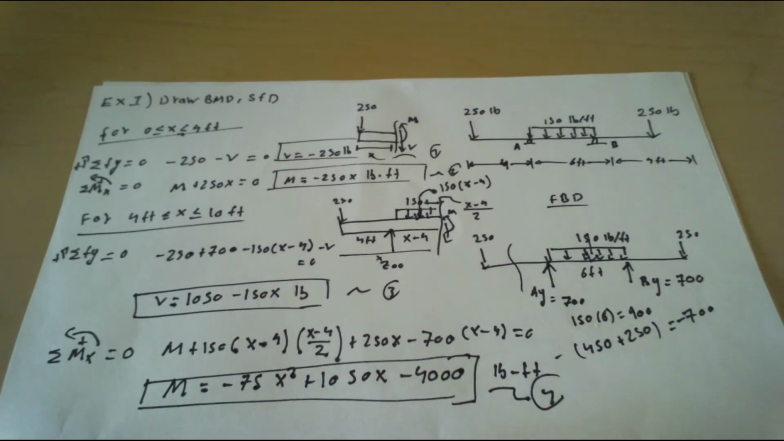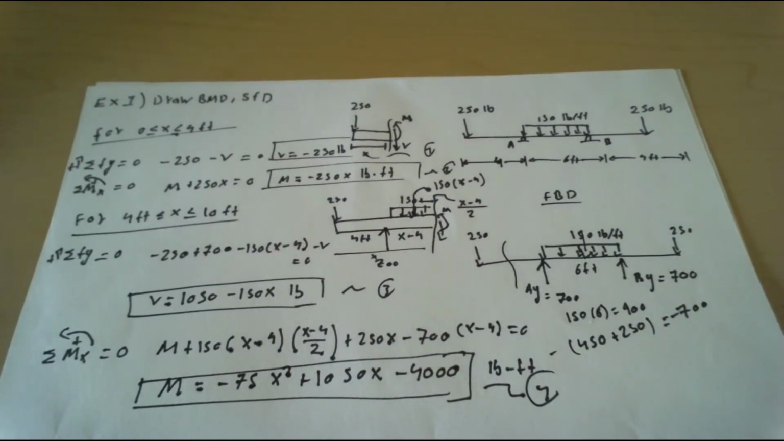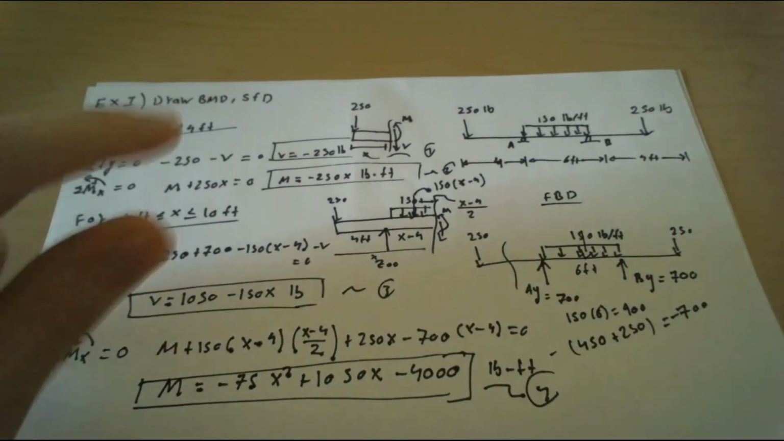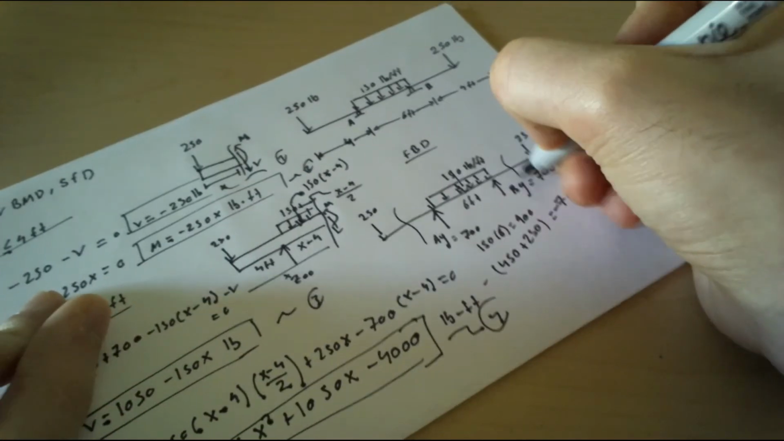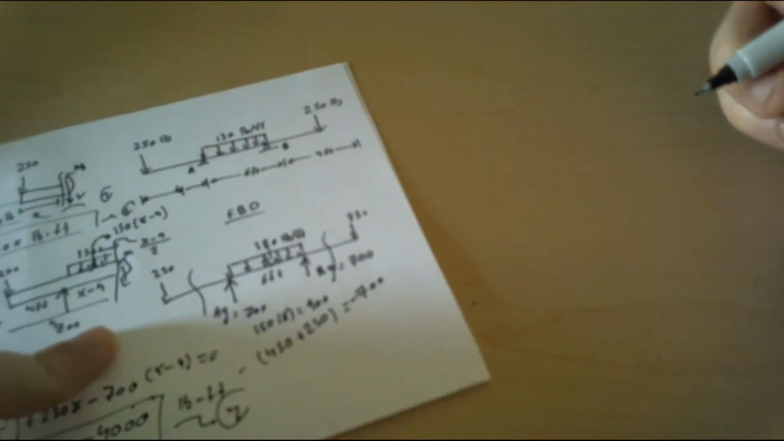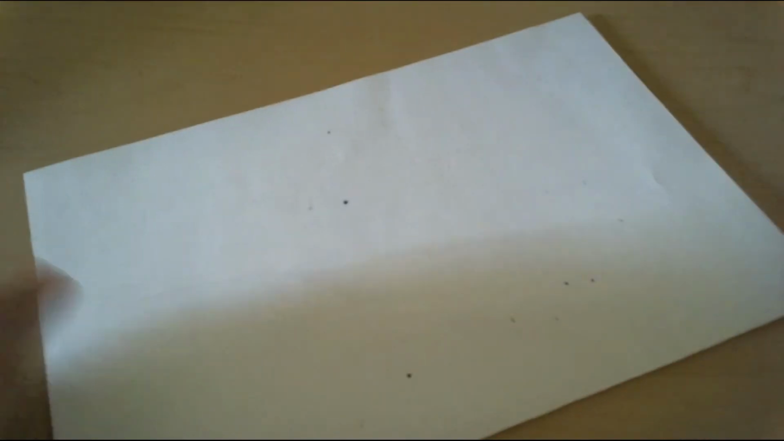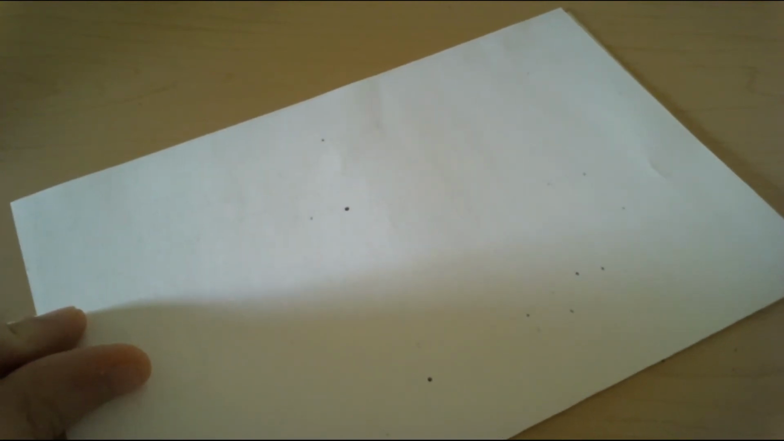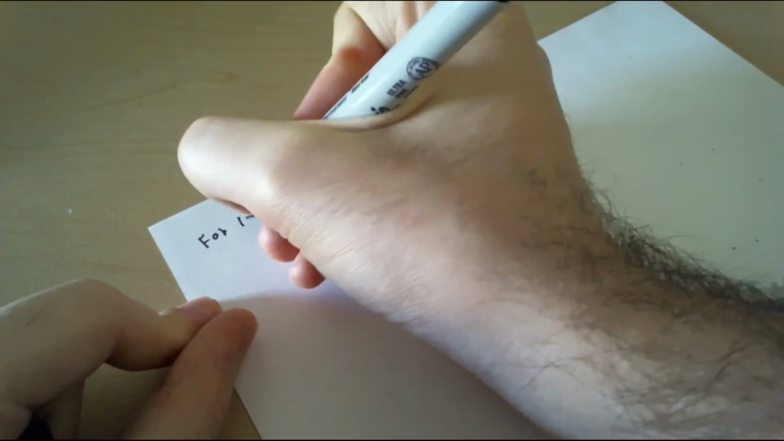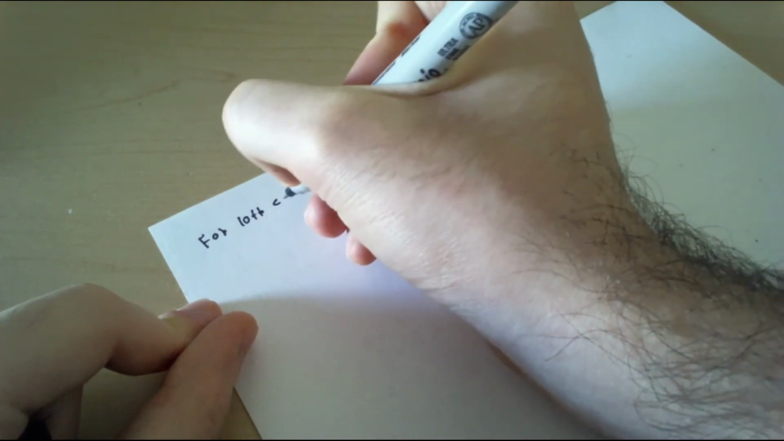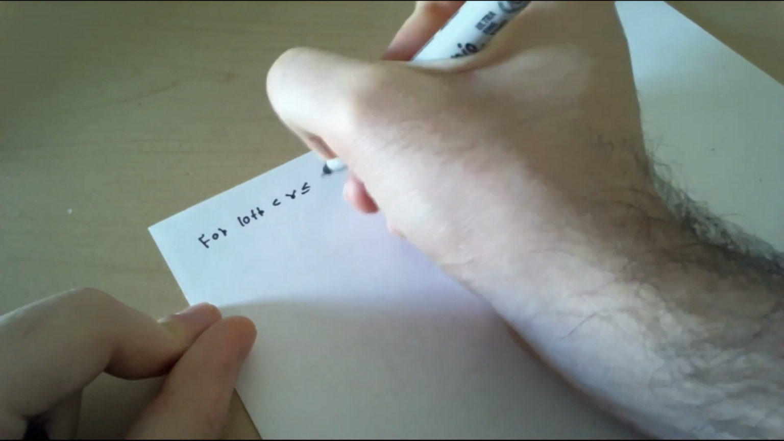Okay, now we need to move on to the next cut. So we can do the next cut from the other side's free end right here. This is easier too. Let's go. So this time what we're doing is for 10 feet less than x less than or equal to 14 feet.